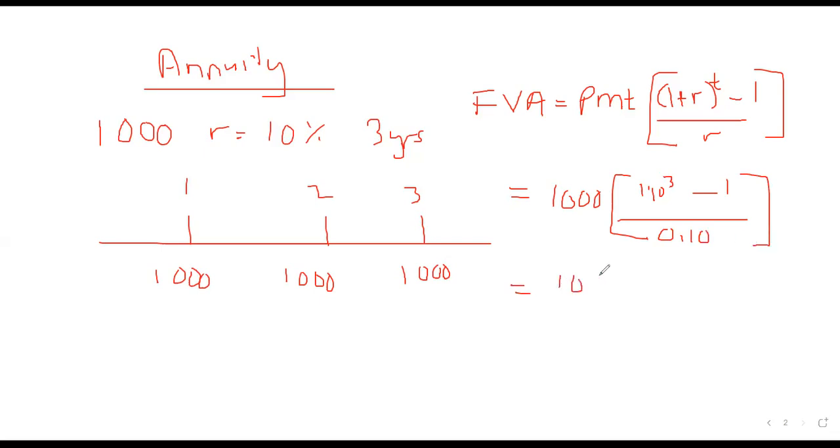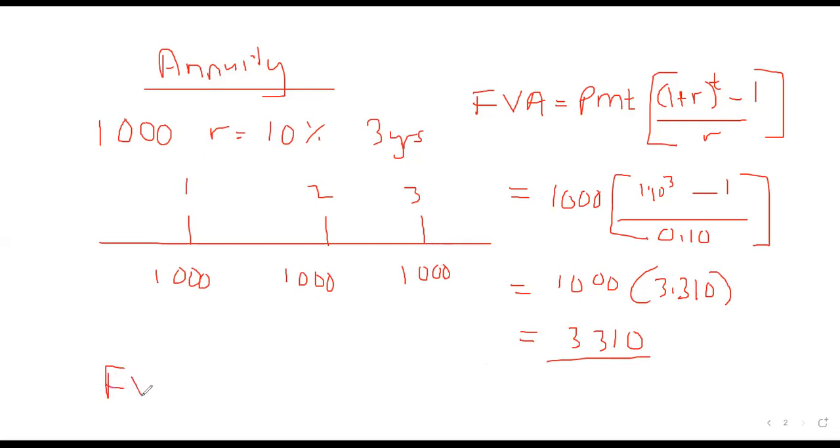So when you multiply that, in that bracket, you're going to find 3.310. So what you're going to have when you multiply that is 3,310. So this is how much you're going to have at the end of 3 years. Instead of having 3,000, you're going to have a 310 on top. This is called future value annuity.